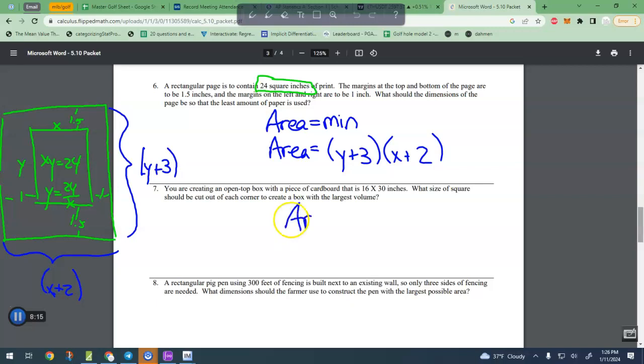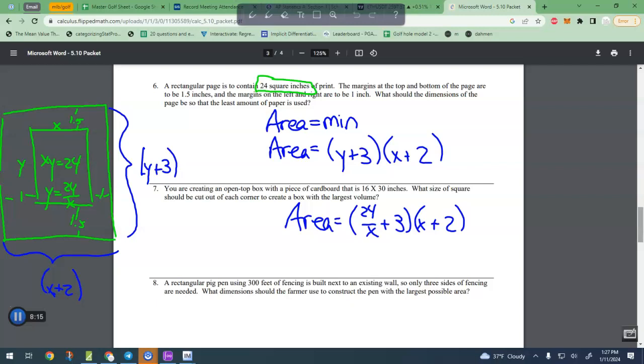So the area, in terms of one variable, would be 24 over x plus 3, times x plus 2. And then that's where you would stop for yesterday. Eventually we'll keep going, but that would be the setup. You have what you're trying to minimize, and you have it in terms of one variable.